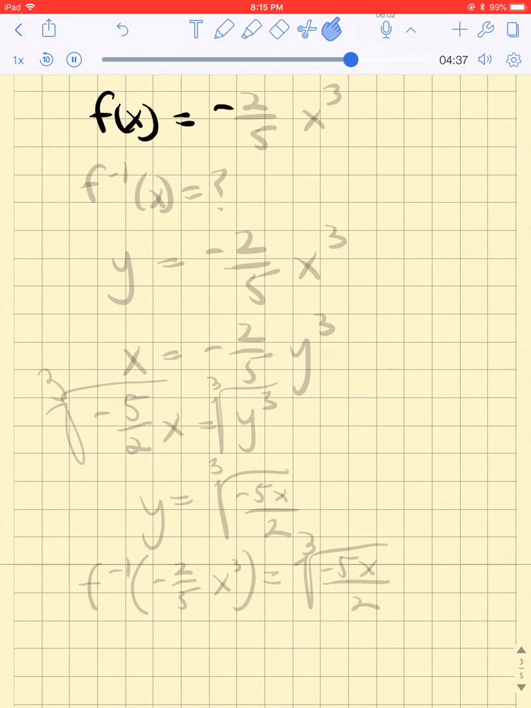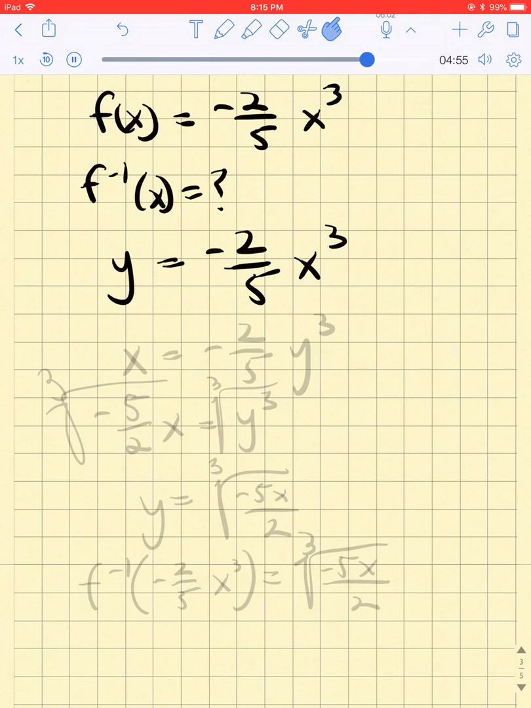Last example, if we have f of x equals -2 fifths x to the 3rd, how do you find f inverse of x? First, replace f of x with y. Then we have y equals -2 fifths x to the 3rd. Okay? From there, exchange x and y. X equals -2 fifths y to the third.